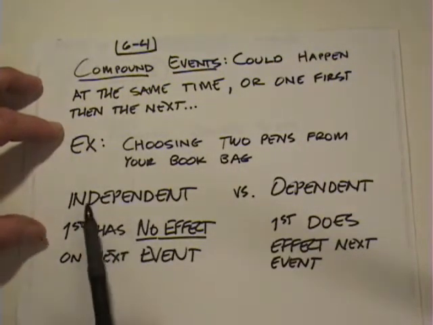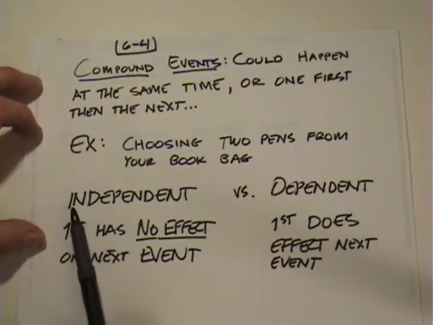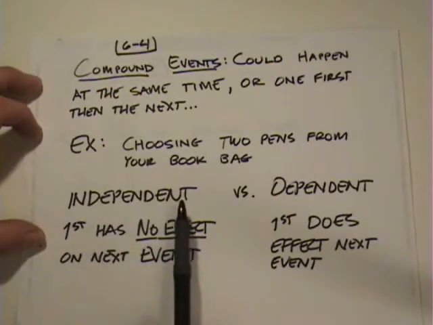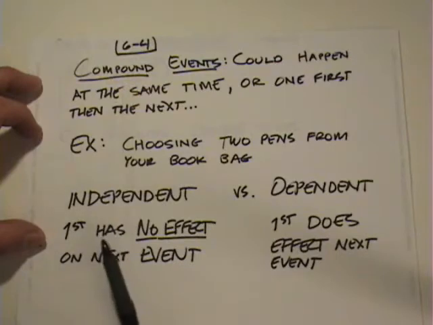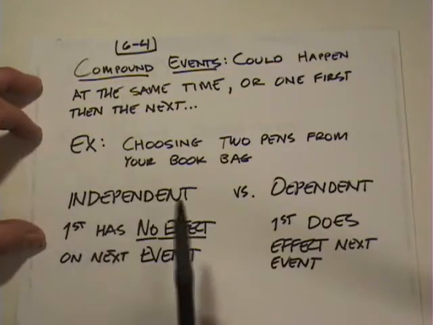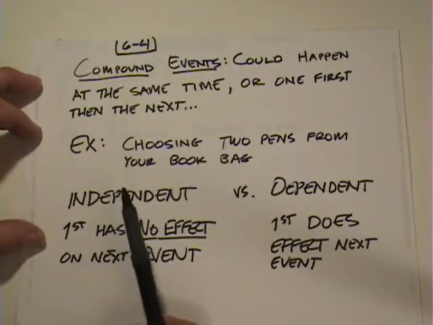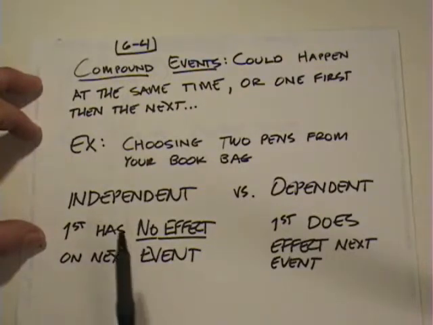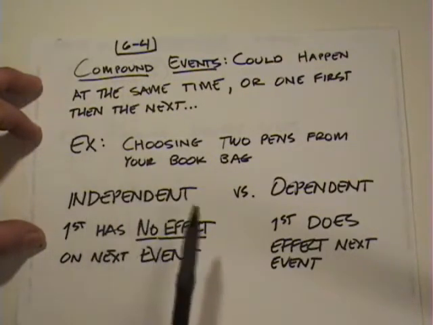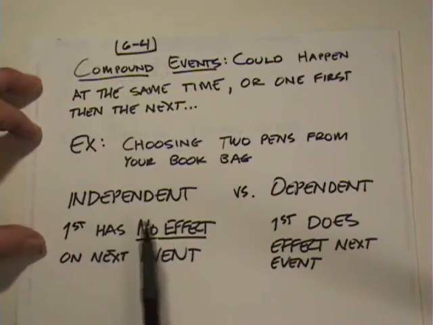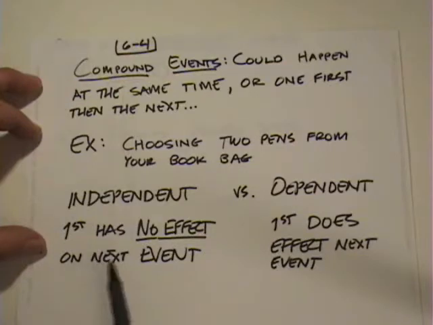Alright? If we have independent events, the fact that I've chosen one has no bearing on whether or not I'm going to choose the other one. In this case, if you're choosing pens from your book bag, it usually would mean you're putting them back in and then you're drawing another pen back out. Okay? And the situation is the same in each case. Those would be independent events. If you're rolling two dice, those are not going to affect each other, and those would be independent events.